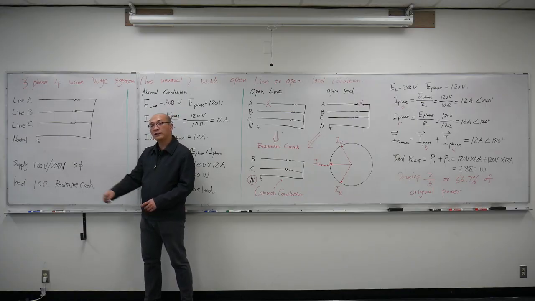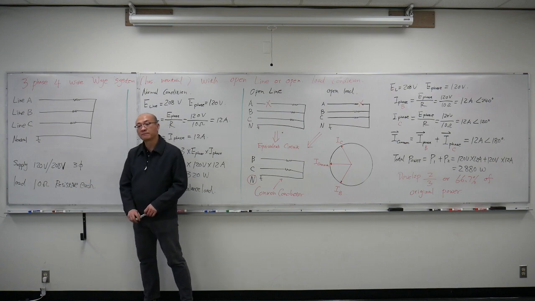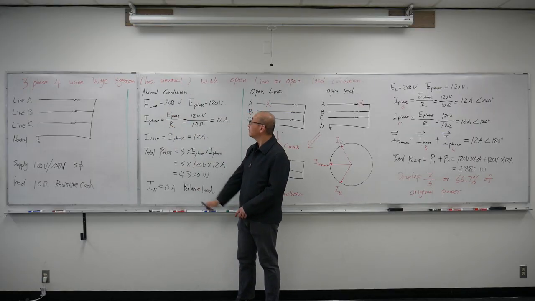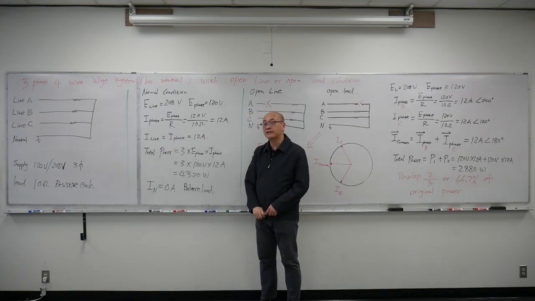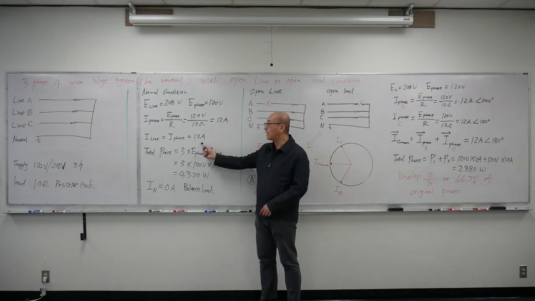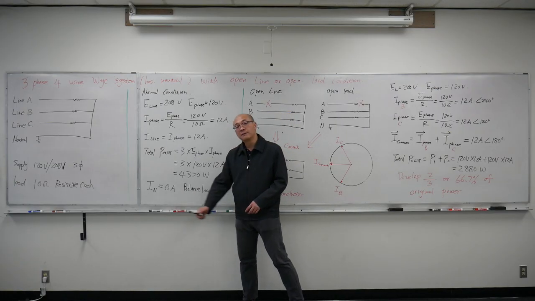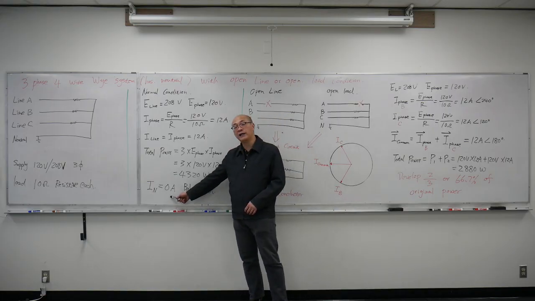The supply is still 120/208 volts, three-phase, four-wire, and each load is a 10 ohm resistor. Working under normal condition, line voltage is still 208, phase voltage 120, and phase current is phase voltage divided by the resistance, which gives 12 amps. Line current is the same as phase current, 12 amps. Total power is unchanged, that's the normal condition. Even though we have a neutral conductor down there, because it's a totally balanced load, each phase has the same impedance and the same power factor, so the neutral carries zero current.